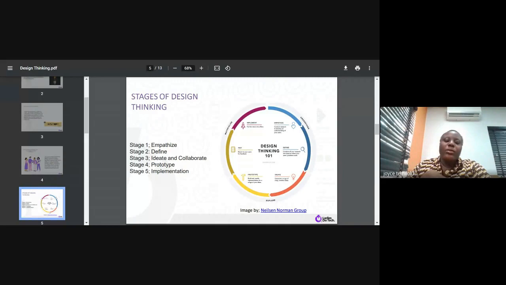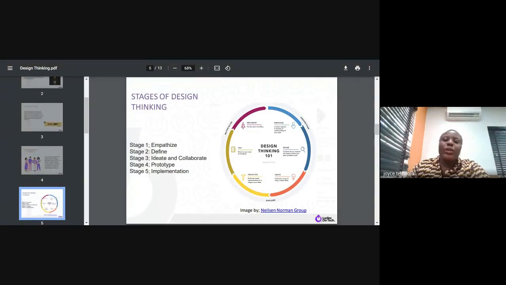So empathizing is understanding your customers, defining and researching. Defining is being able to put that research in a document, understanding what the document is, understanding what your problem is, defining it properly for your team members. Ideating is collaborating with everybody, getting all stakeholders together to meet, so you collaborate.